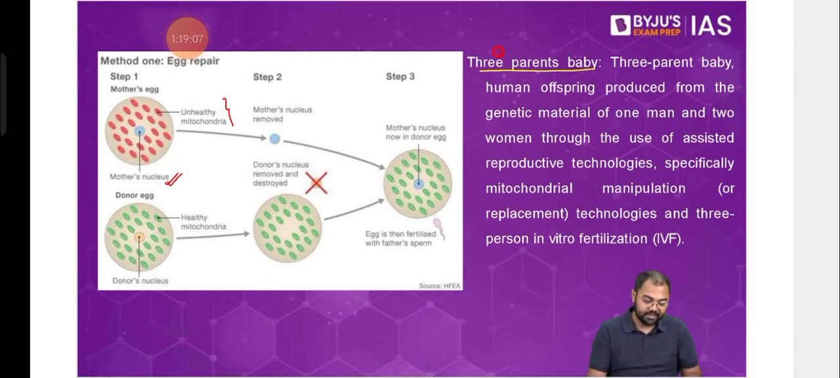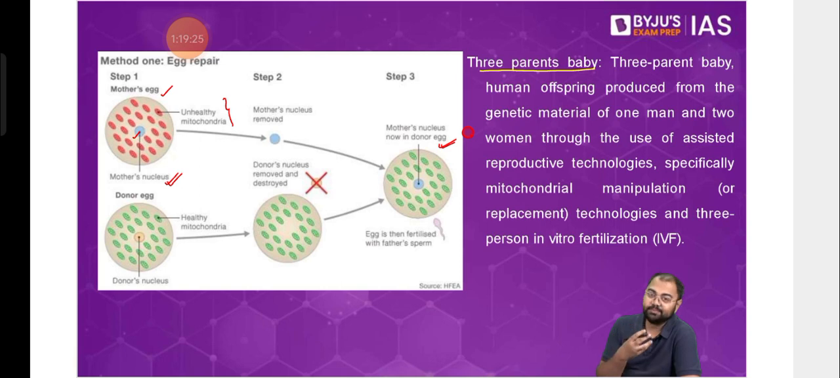Right. So in this particular scenario, what we exactly do is that from the mother's egg cell, we take away the nucleus, and this nucleus will be inserted inside the donor egg cell. Now again, why the nucleus? Because the nucleus has all the individual properties of that person. So if you want the original mother's properties to be there in the child, you would need the nucleus to come from the original mother. Correct. So even though the mitochondria were unhealthy, we are not replacing mitochondria, we are replacing the nucleus.